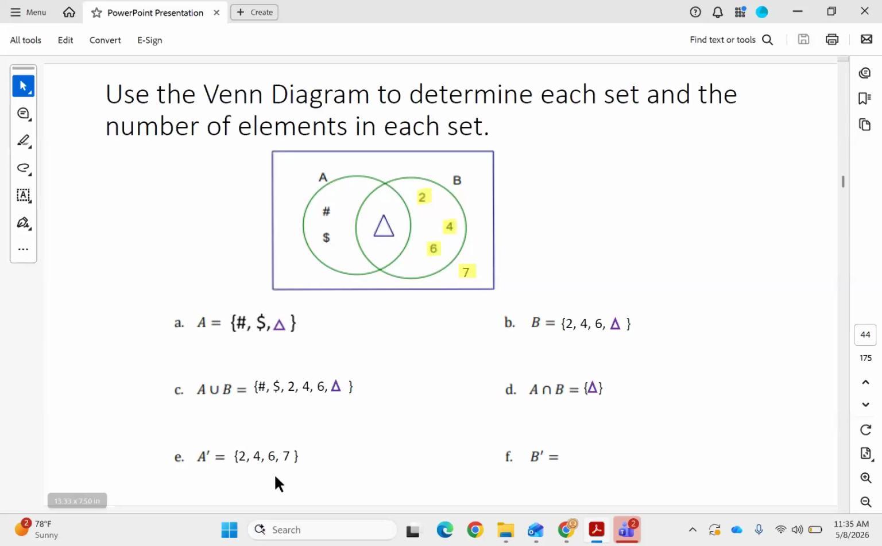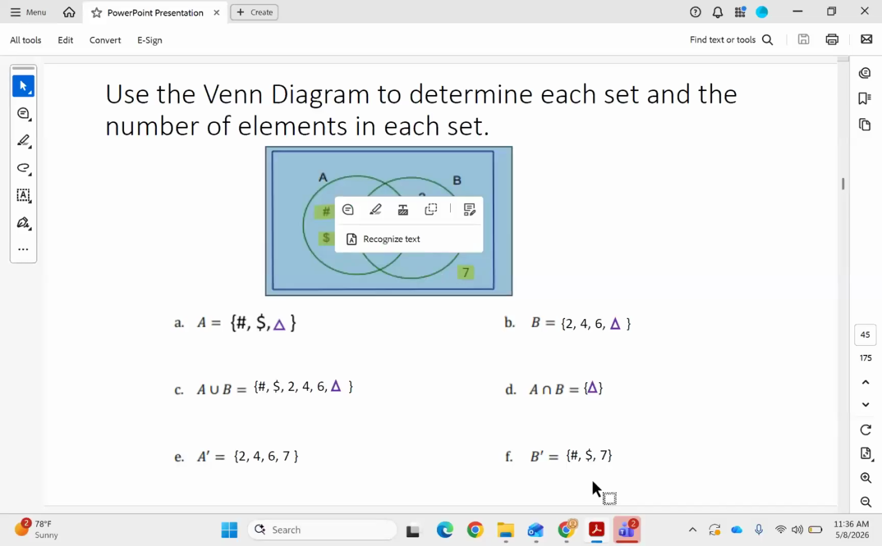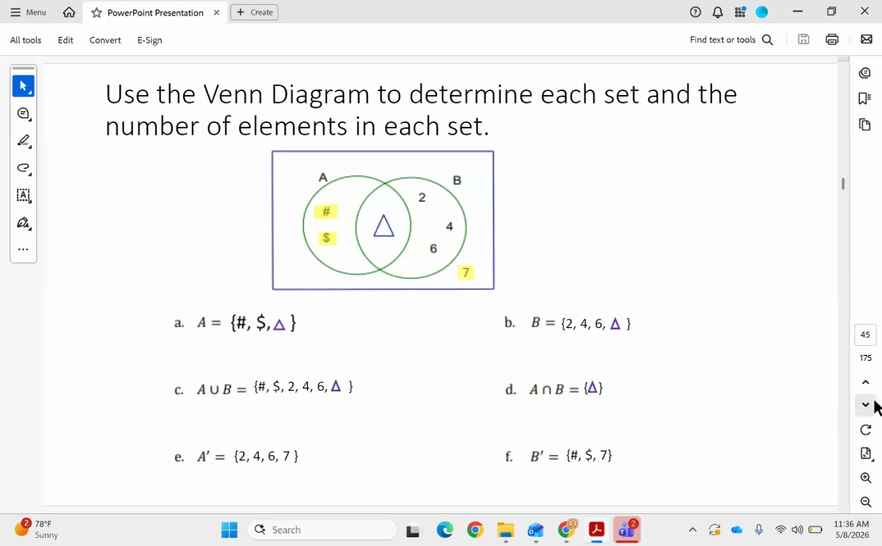The complement of A is everything that is not in A, which is 2, 4, 6 that are part of B, and outside of B and in this whole rectangle, there's a 7. So we have to include that 7. And then the complement of B would be everything that is outside of B, which is pound symbol, dollar symbol, and 7. All right.